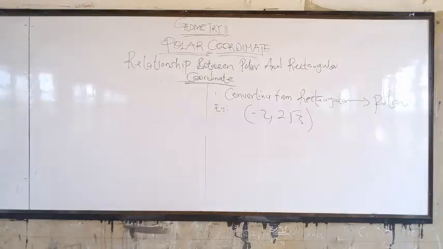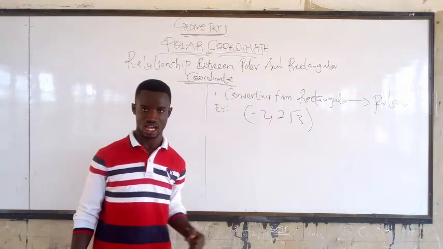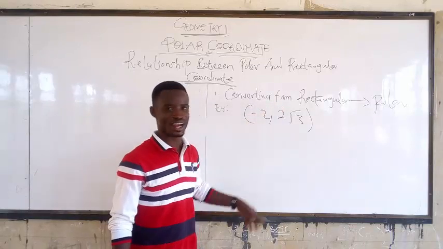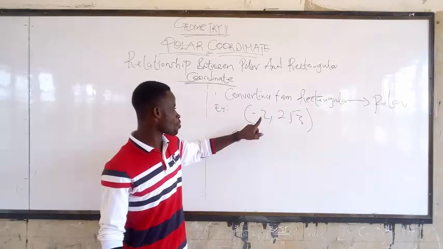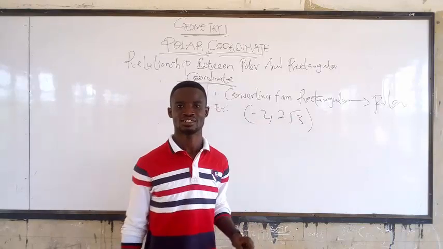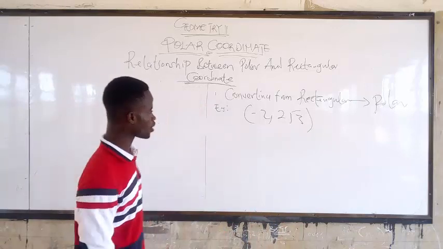Alright, so let's look at converting from rectangular to polar. So you can see that what you have been given is rectangular. Why is it rectangular? It is in the form x and y. In fact, there is nothing like an angle here, be it in degree or radian. So you will see that. Alright, so let's move on.